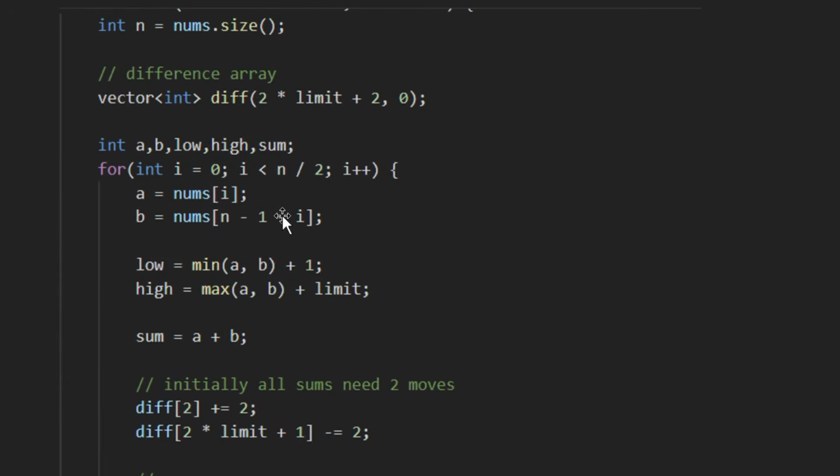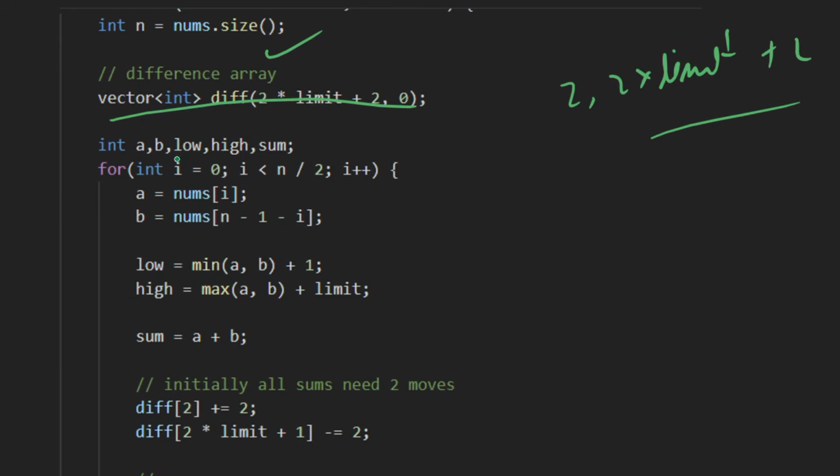In the code part we have taken the size of the array, and then we have taken a difference array whose range is from 2 to 2 into limit, so the size is 2 into limit plus 2, right? Then we have iterated over all the pairs, with i from 0 to n by 2, because the last element will be occupied with itself only. Then we have taken both the numbers a and b.